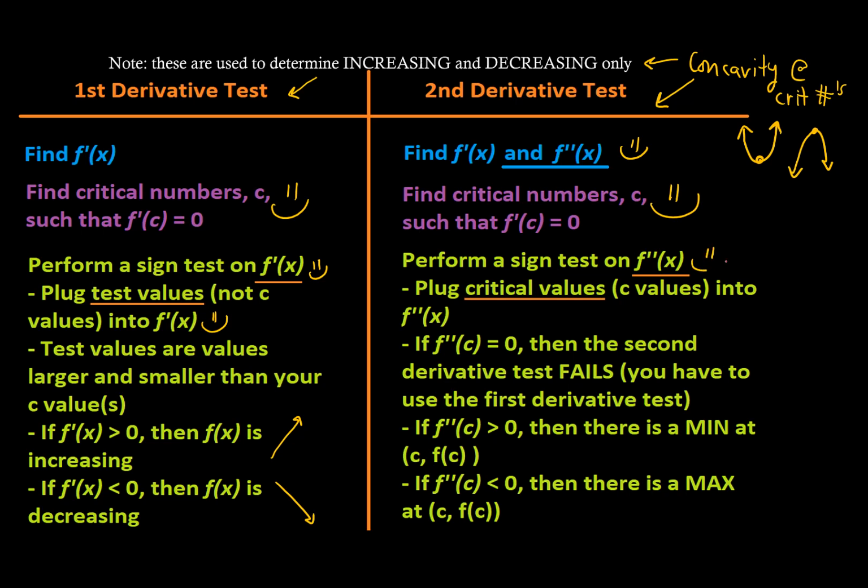When you're performing a sign test on f double prime of x, you do not need to find critical numbers again. You take the actual critical values, the c values, and you plug them into the second derivative. Remember, if it equals 0, it fails. You've got to go back to the first derivative test. But if you plug it in and it's positive, then you know that there is a minimum at that critical number. And if you plug it in and it's negative, then there's a maximum at that critical number. And of course, don't forget, always, always, always check it with a graph. Why do all that work and submit something wrong? It'd be a huge bummer.